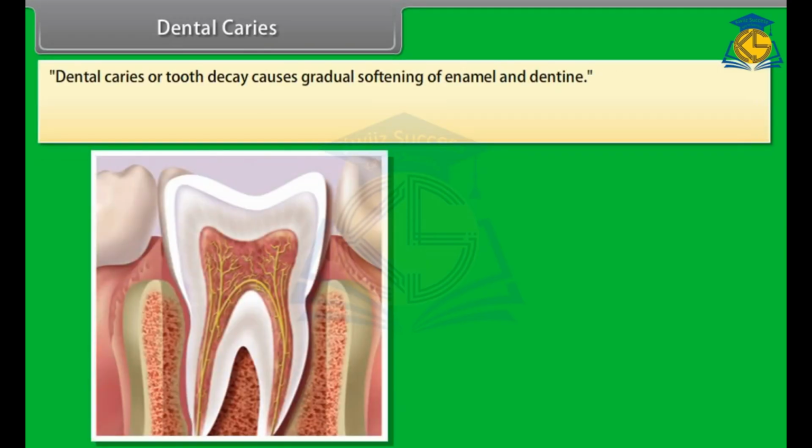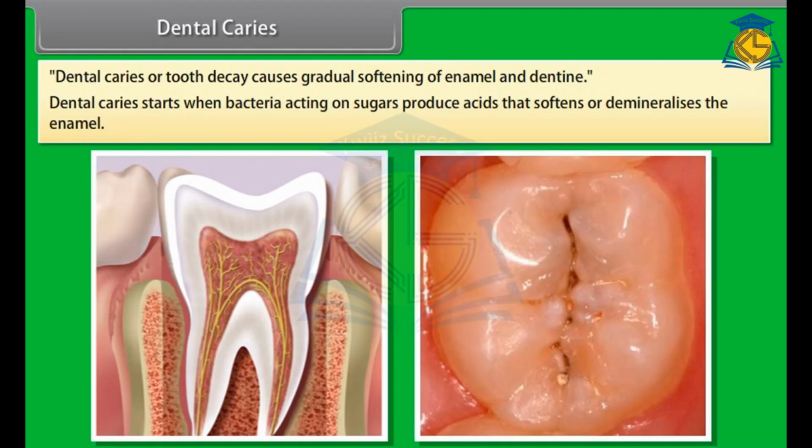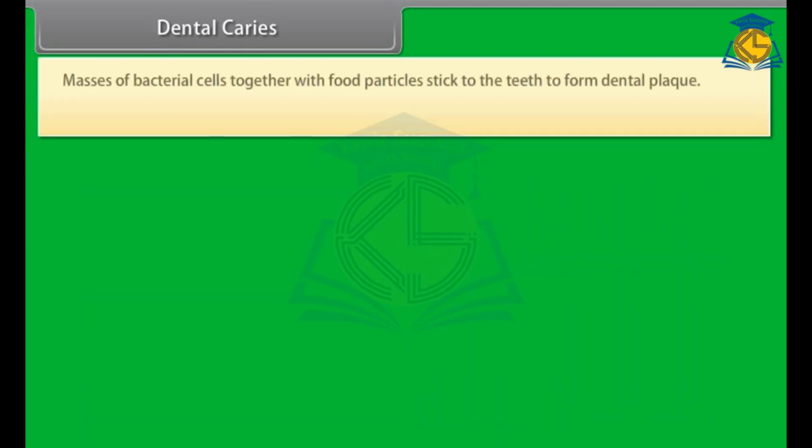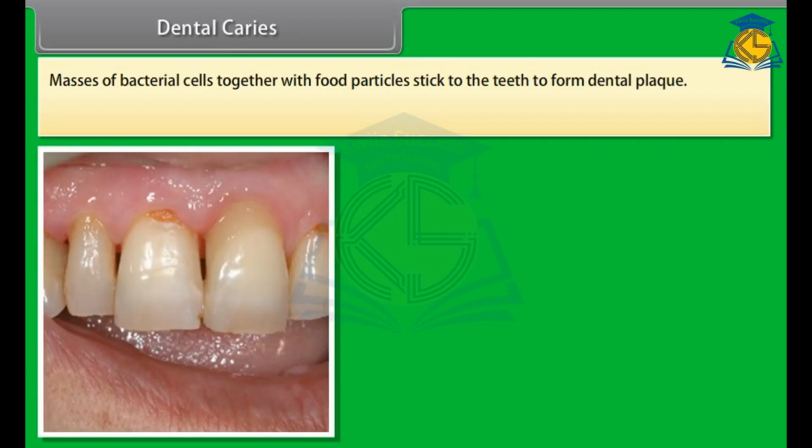Dental caries. Dental caries or tooth decay causes gradual softening of enamel and dentine. Dental caries starts when bacteria acting on sugars produce acids that soften and demineralize the enamel. Masses of bacterial cells together with food particles stick to the teeth to form dental plaque.